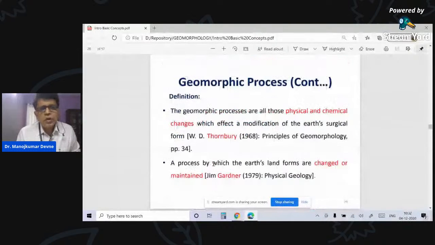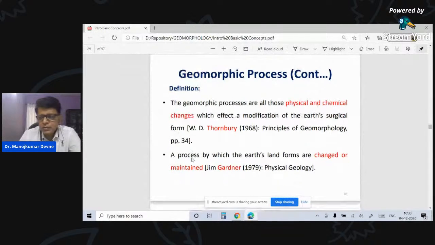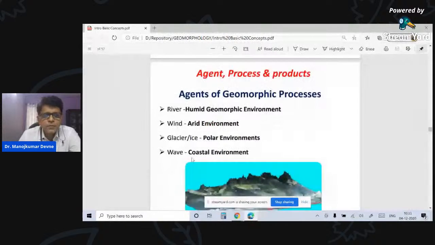Geomorphic processes, by definition, are all those physical and chemical changes that are brought into the Earth's surface, a process by which the Earth's landforms are changed or maintained as they are. So that's an interesting thing to note. What are the agents, processes and products?